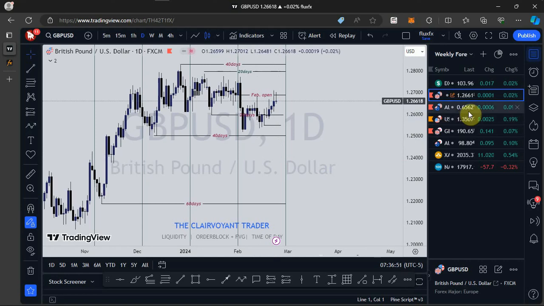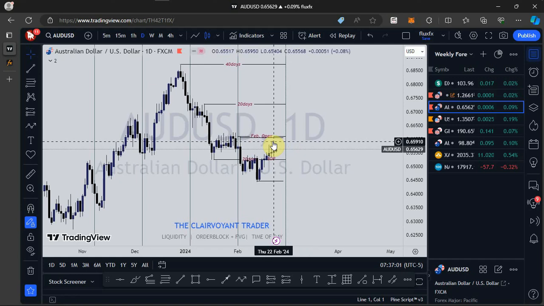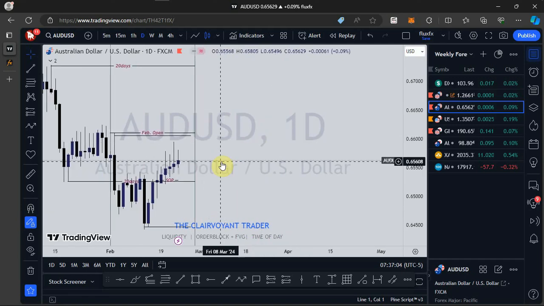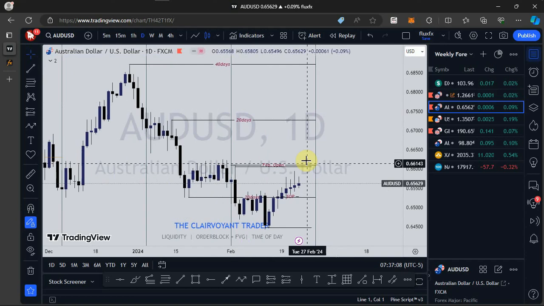Let's go to what's happening on AUD/USD. Yeah, so for AUD/USD, same plan. I don't expect to see price take out Thursday's high. I don't know if you are seeing what I'm showing here. This high you are seeing here is Thursday's high. I don't want to see price take out this Thursday's high.